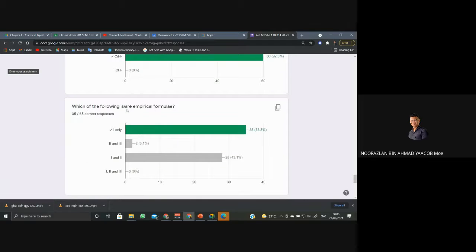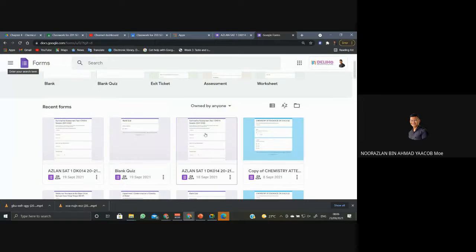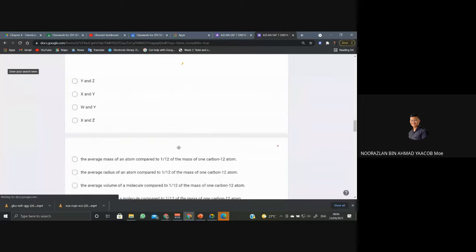This one, which of the following is our empirical formula? This one dia tak ada gambar. Okay, soalan.